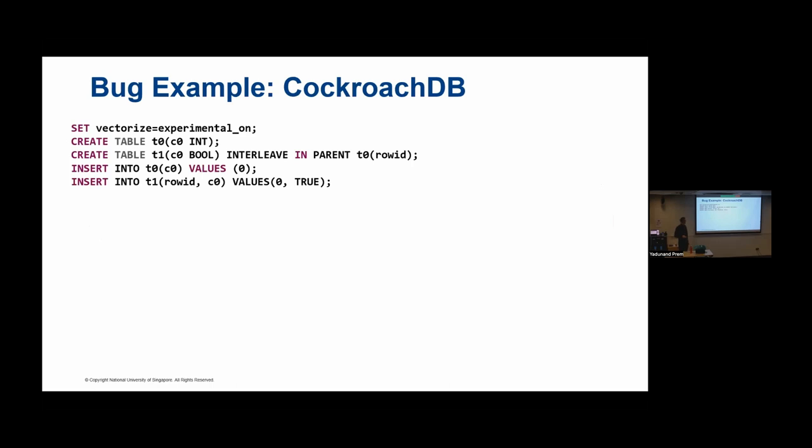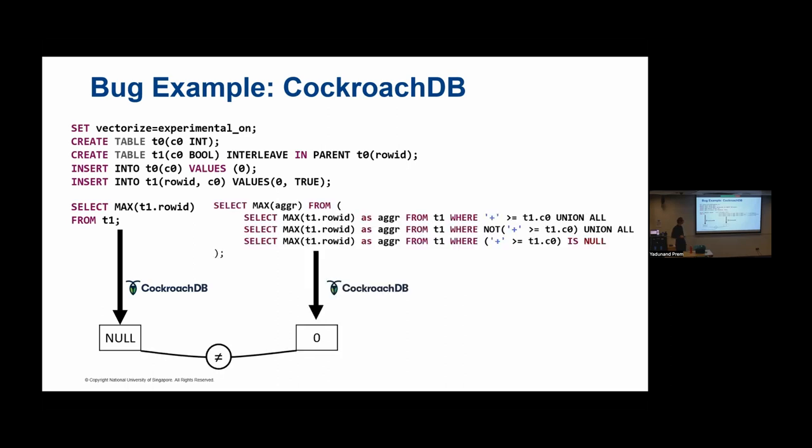To make this concrete, here is a test case that we generated for CockroachDB. And you can see here that for the original query, CockroachDB returned a single row with a null value. And then we generated these partitioning queries, where you can see that we computed the partition by using the MAX aggregate function. And then we computed the overall result in the composition operator using the MAX function again. And since these two results mismatched, we are again able to report this bug.